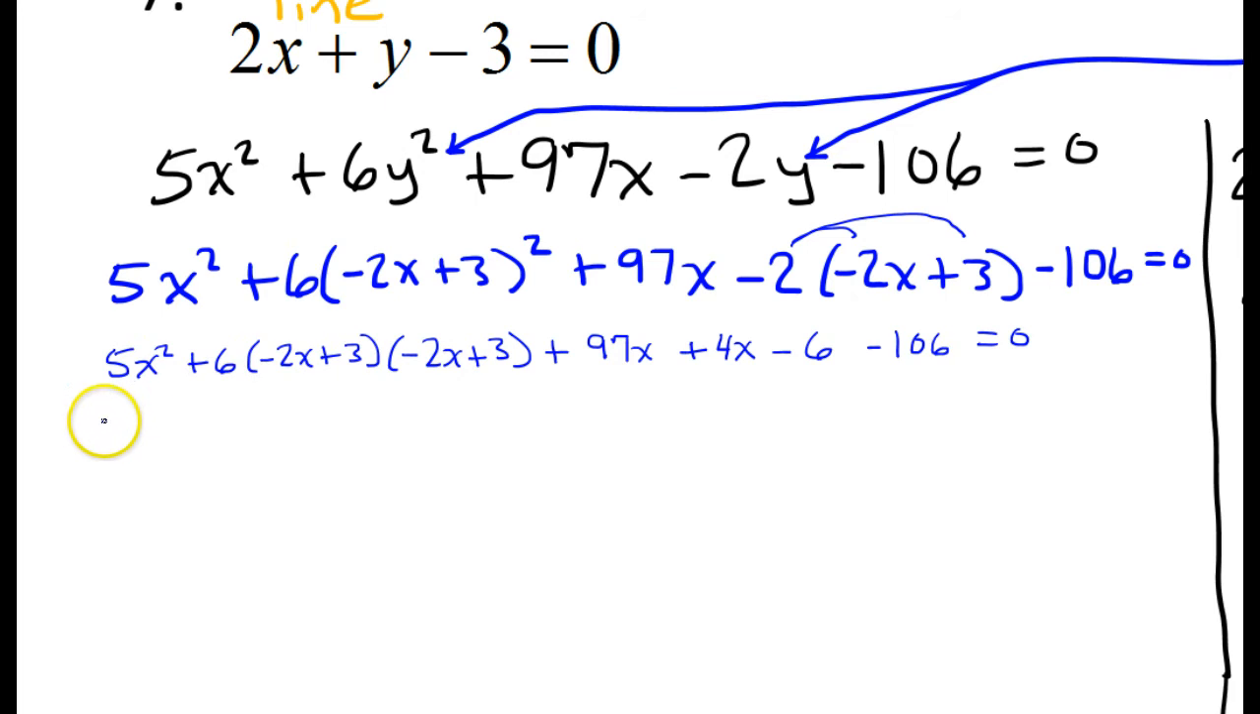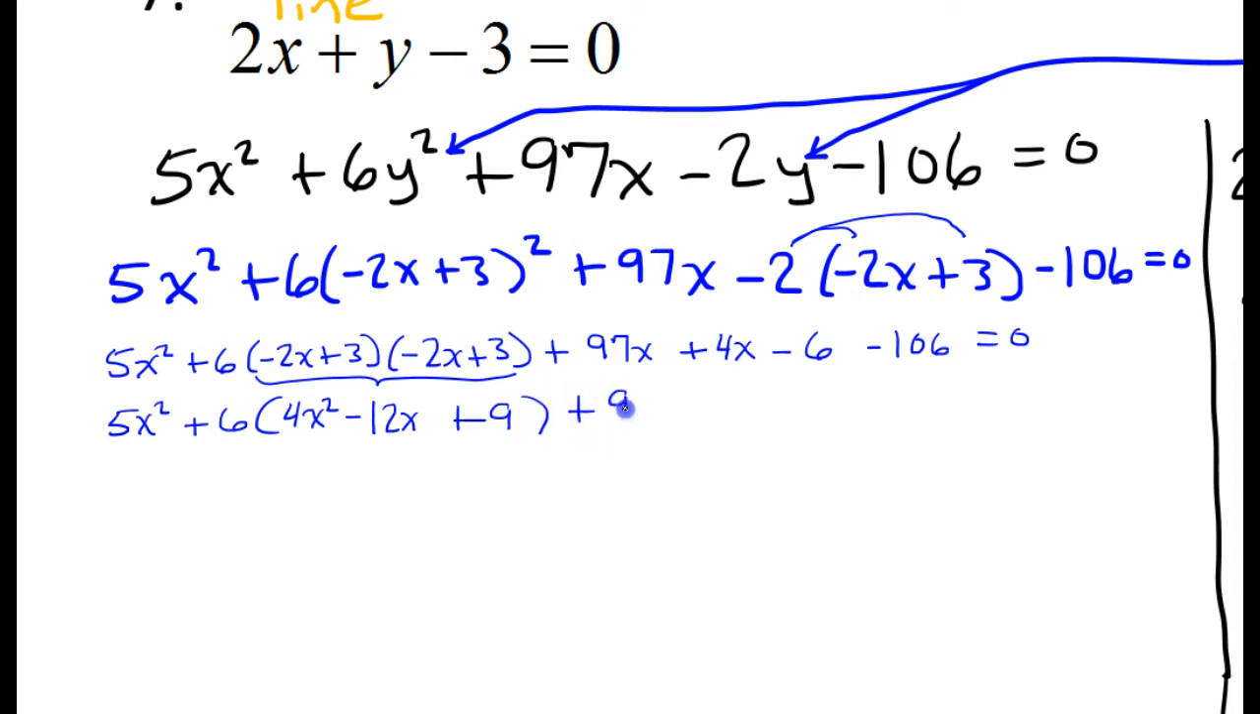Okay, so I've got 5x squared. I've got to multiply these two binomials together, and that's going to give me a trinomial right here. So this is going to be 4x squared. Inner I have negative 6, outer I have negative 6, so that's going to be negative 12x plus 9. That's my trinomial. Plus 97x.